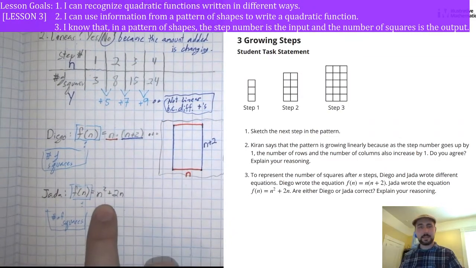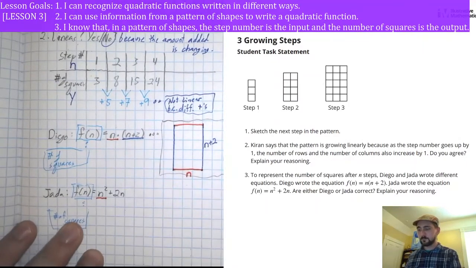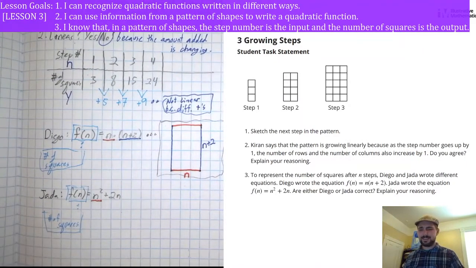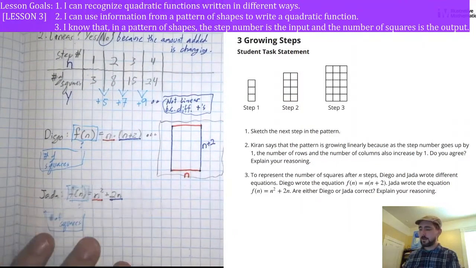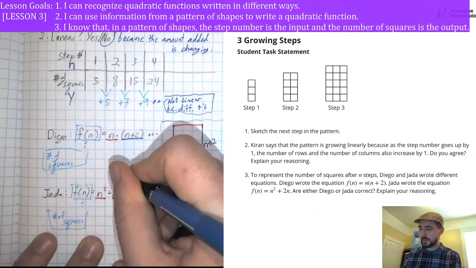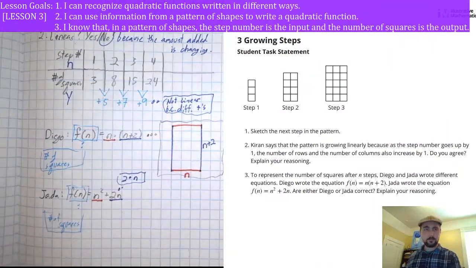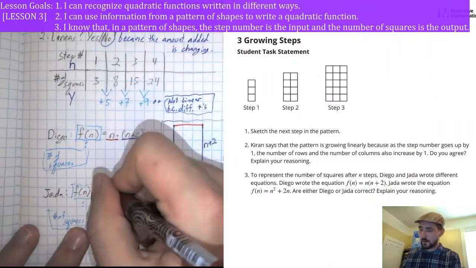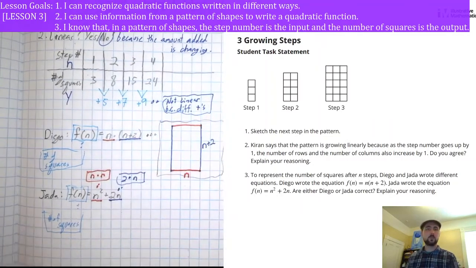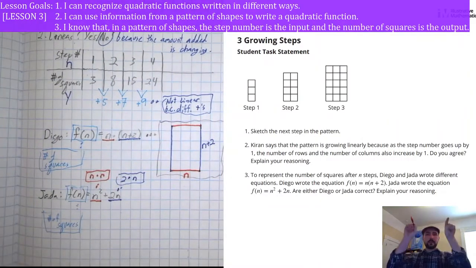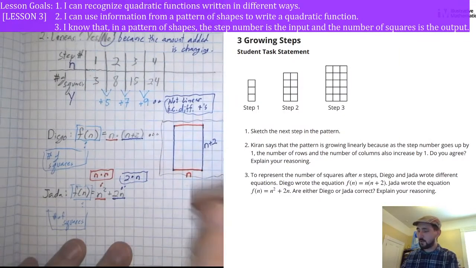All right, so what is Jada imagining? Well, she's got this n squared business, and then she's got this 2n business. And 2n, remember, is the same thing as 2 times n, and n squared is the same thing as n times n, or not a rectangle, but n squared is a square. So what is Jada's equation describing?